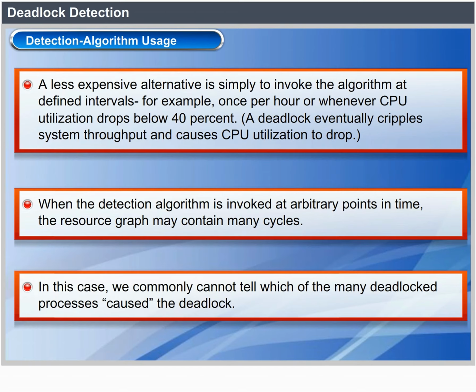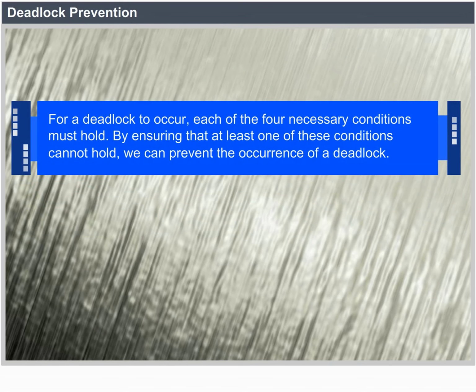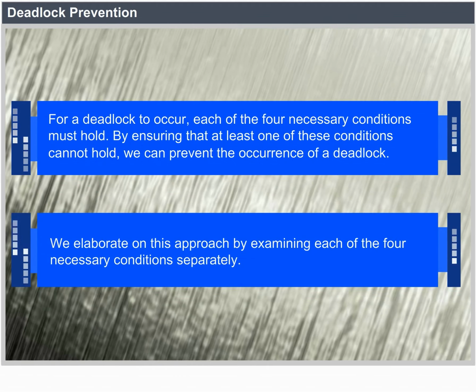Deadlock Prevention. For a deadlock to occur, each of the 4 necessary conditions must hold. By ensuring that at least one of these conditions cannot hold, we can prevent the occurrence of a deadlock. We elaborate on this approach by examining each of the 4 necessary conditions separately.